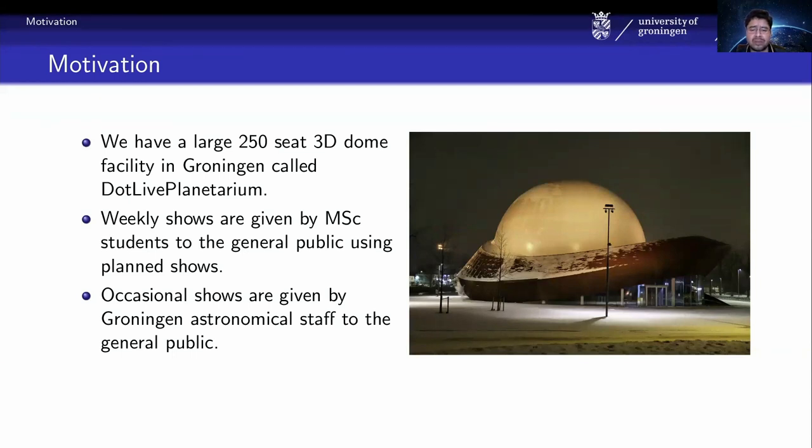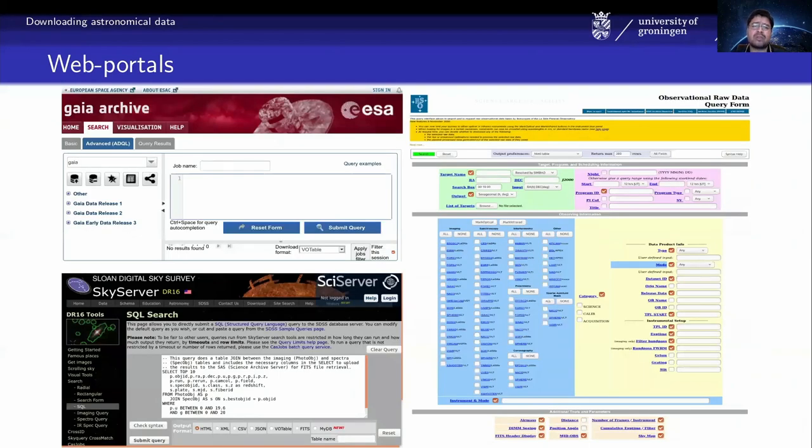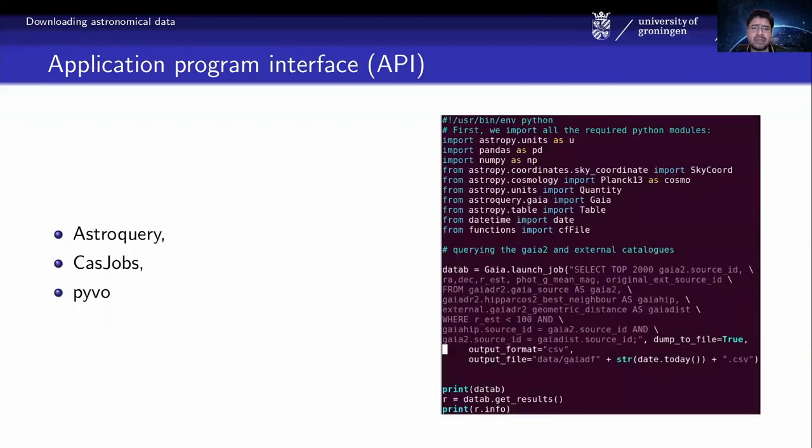We can download data by using web portals. In these web portals, we have to select the tables and columns that we require, and then we have to download it manually. We can also download the data in a programmatic way by using application program interfaces such as AstroQuery, CastJobs, and PyVO. We have to create a script for each dataset we would like to download.